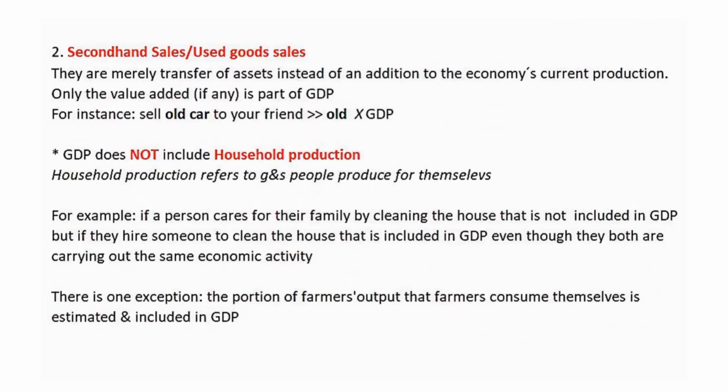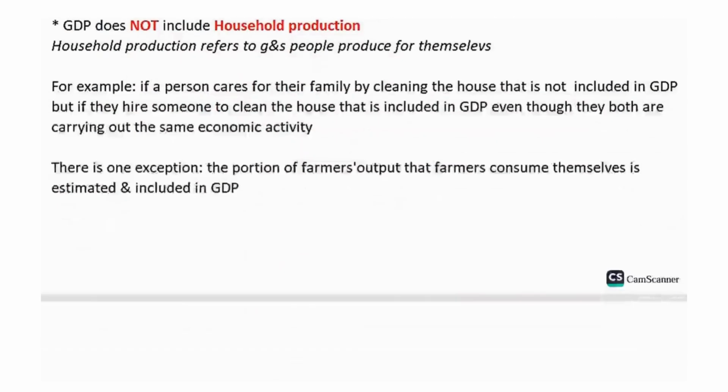So GDP apart from this also does not include household production, which refers to goods and services people produce for themselves. For instance, if a person cares for their family by cleaning the house, that is not included in GDP. But if they hire someone to clean the house, that is included in GDP, even though they both are carrying out the same economic activity.